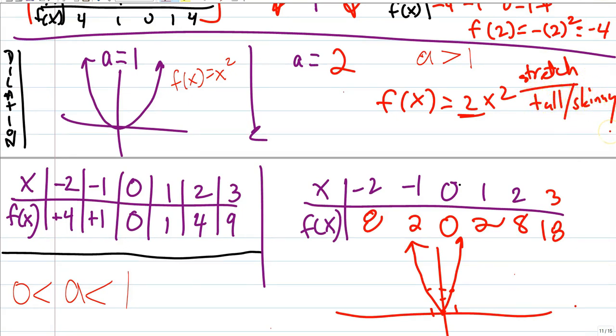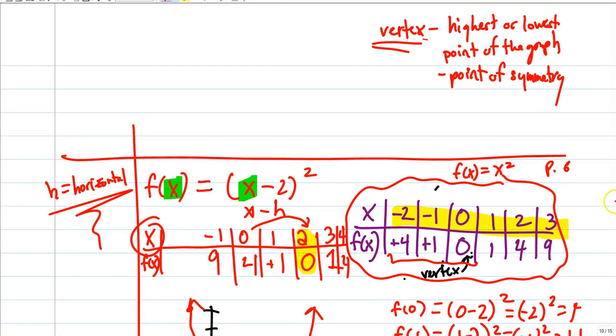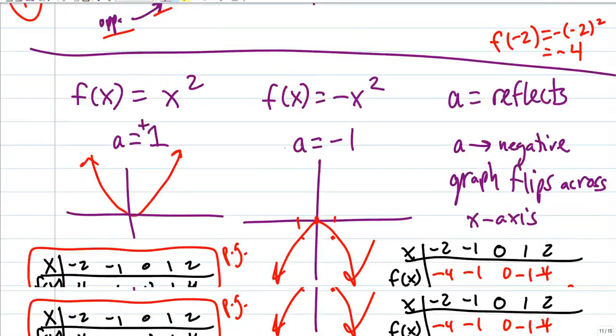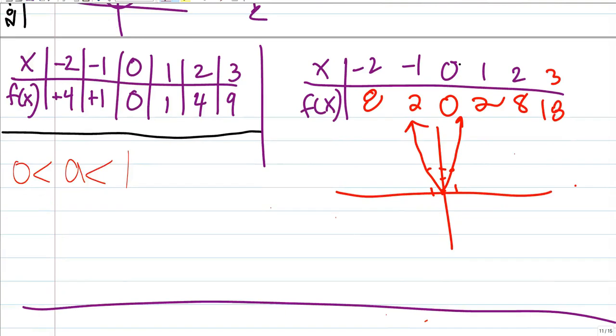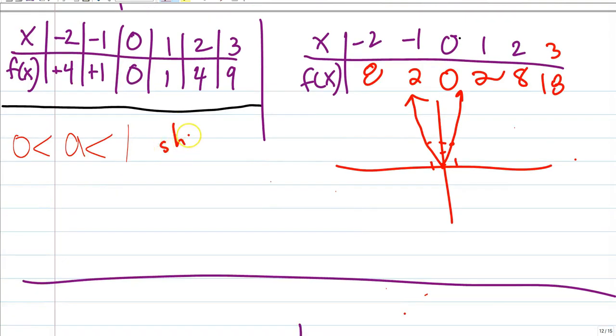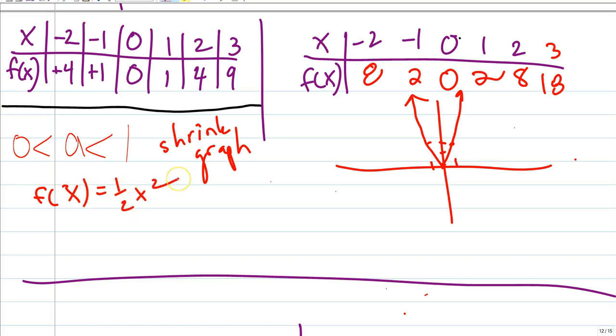Okay, what if we had a number between 0 and 1? What that's going to do is shrink the graph. So for instance, if I had 1/2 x squared, then all my numbers get cut in half. So 0 gives me 0, 1 would now give me 1/2, 2 would now give me 2, 3 would give me 9/2 or 4.5. Everything gets cut in half.